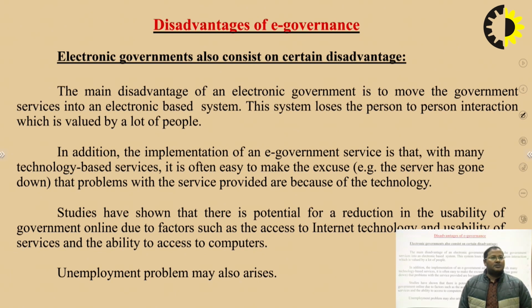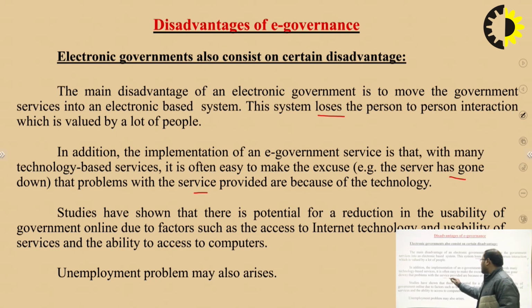Along with advantages, there are also some disadvantages of e-governance. Electronic government also has certain disadvantages. The main disadvantage of electronic government is moving the government service into an electronic based system. This system loses the person to person interaction, which is valued by a lot of people. In addition, with the implementation of an e-government service with many technology-based services, it is often easy to make excuses, like the server has gone down, the internet is not working, the signals are very weak.